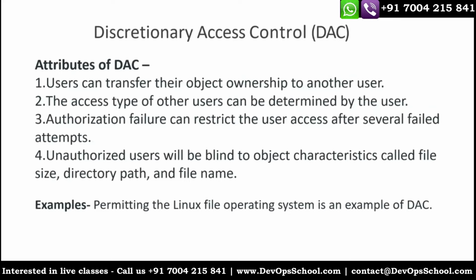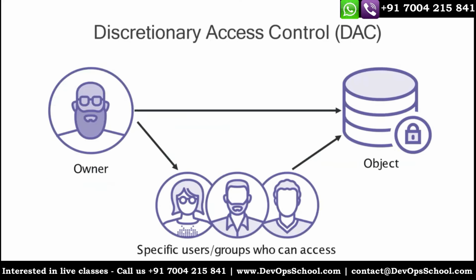Okay, so these are the attributes of DAC. A user can transfer their object ownership to another user. You can do that because you are the owner. The access type of other users can be determined by the user. Authorization failure can restrict the user access after several failed attempts, and unauthorized users will be blind to object characteristics called file size, directory path, and file name. An example for DAC is the Linux file operating system that we have already.